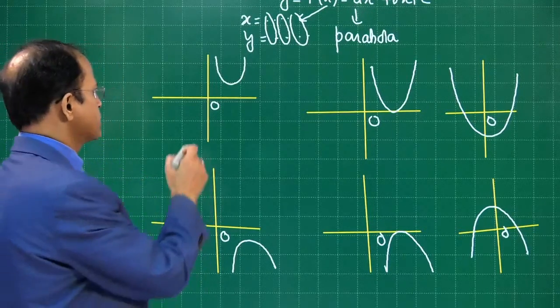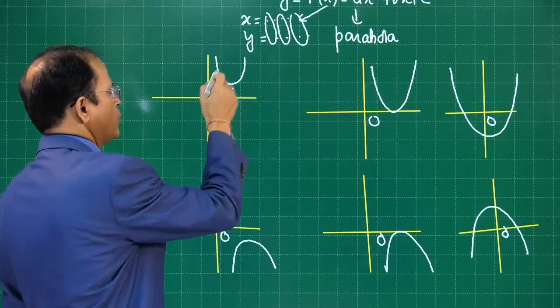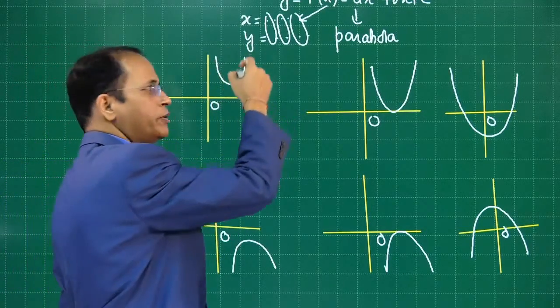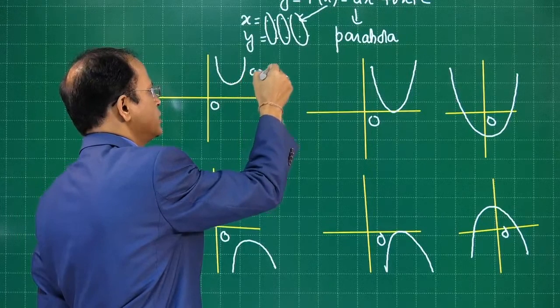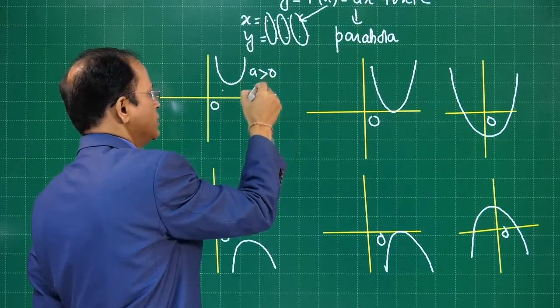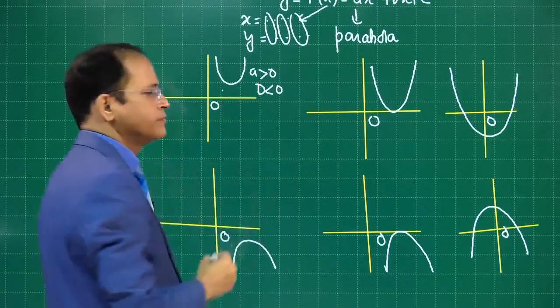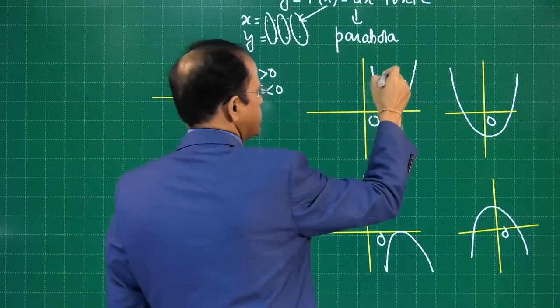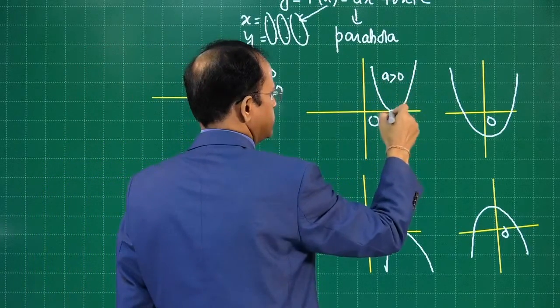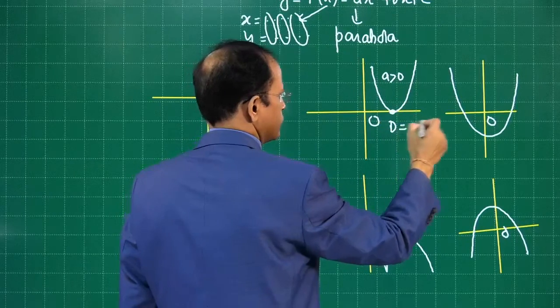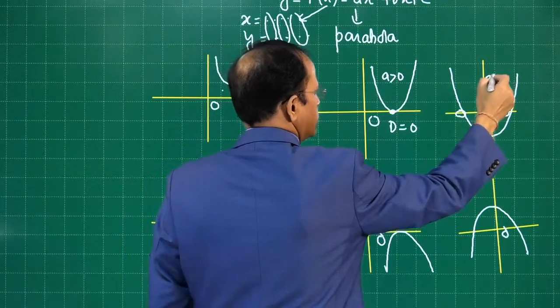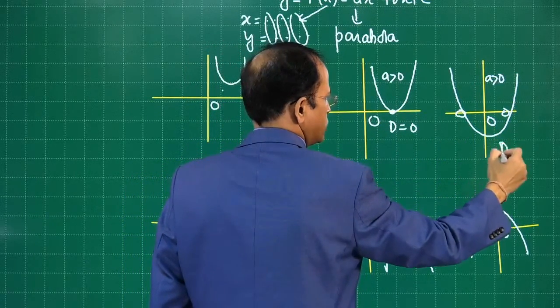We have been given this 0, origin. So always remember, whenever a parabola opens upwards, a is always greater than 0. Doesn't touch the x-axis, D is less than 0. A is greater than 0, touches it, equal roots, D equal to 0. Open upwards, 2 distinct roots, D is greater than 0.